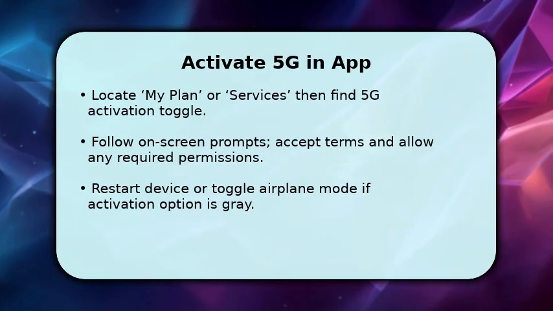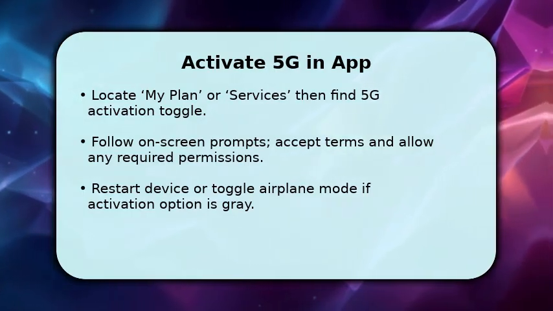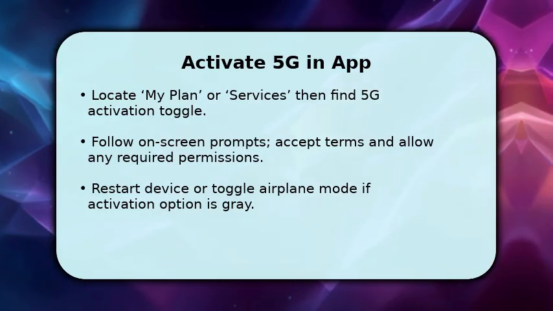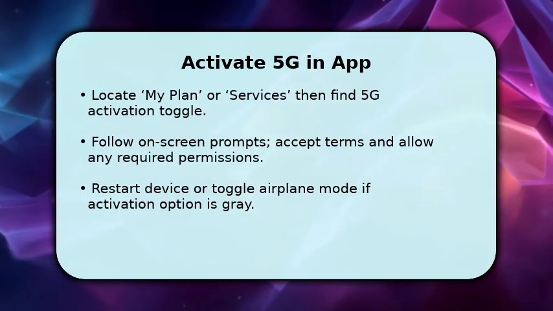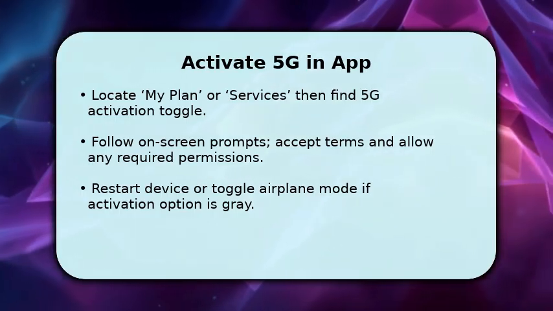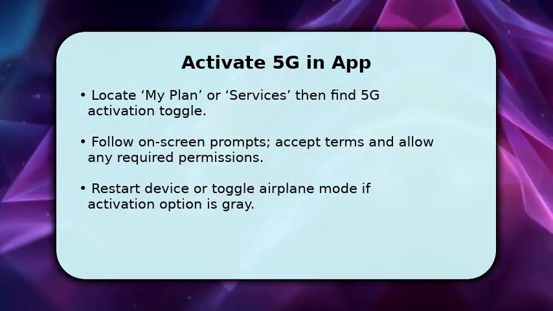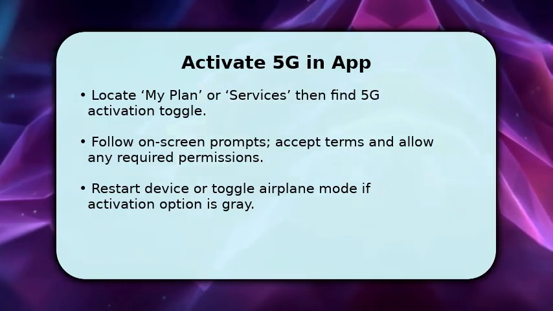In My Plan or Services, find the 5G activation card and tap Activate. The app explains why activation needs provisioning. This pushes settings to your SIM and carrier profile. Accept terms, grant permissions if prompted, and wait for a confirmation message.